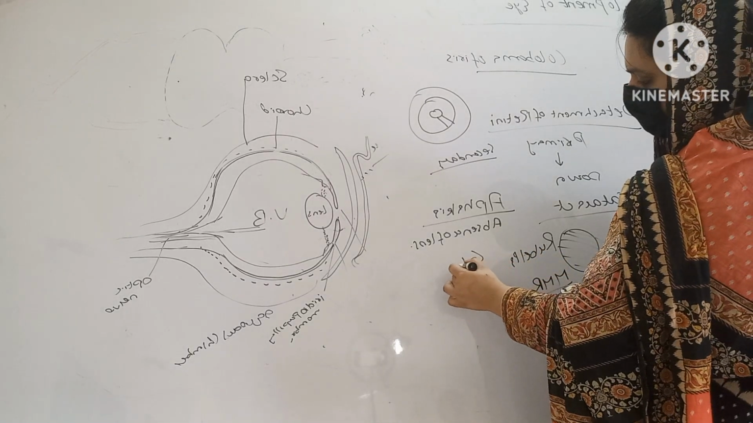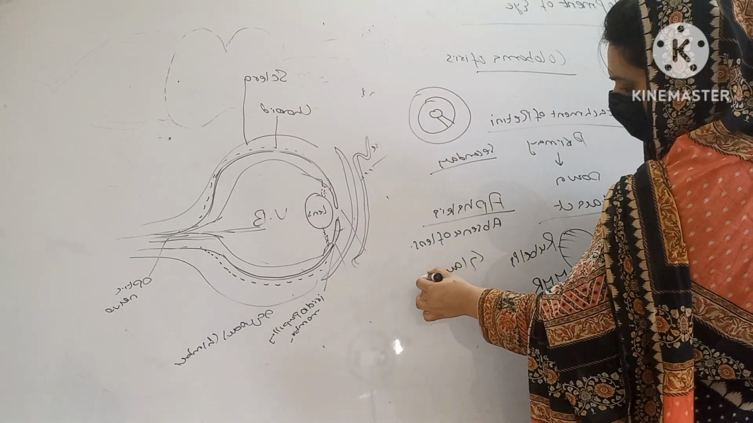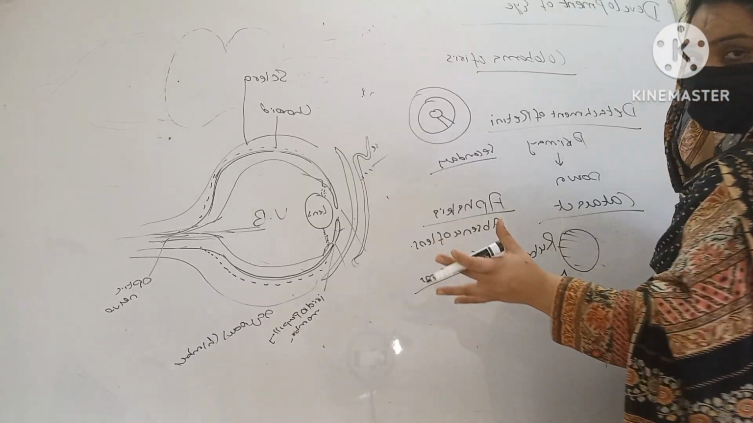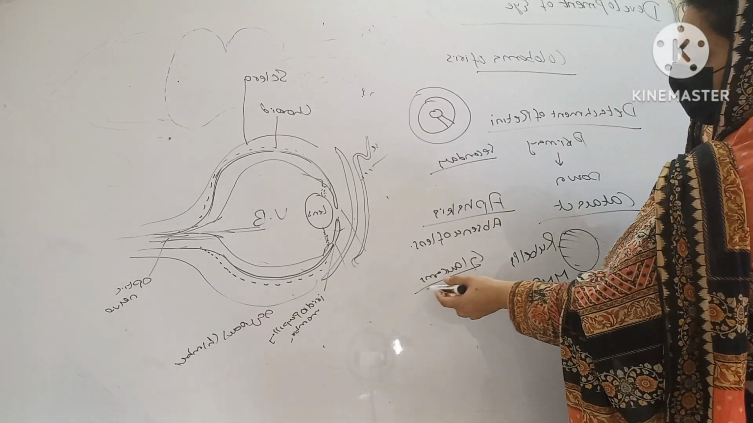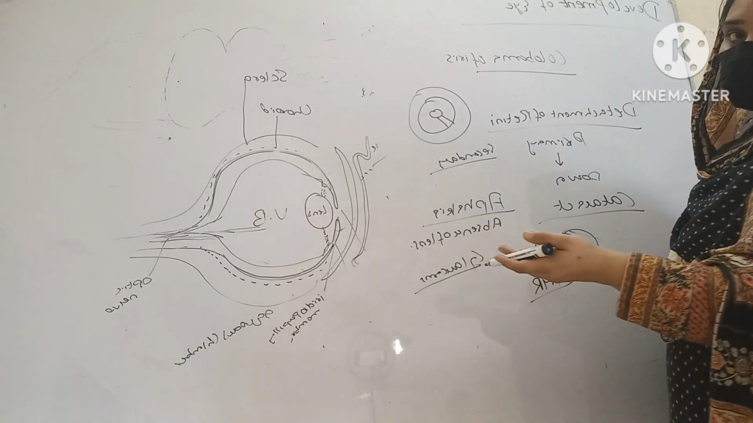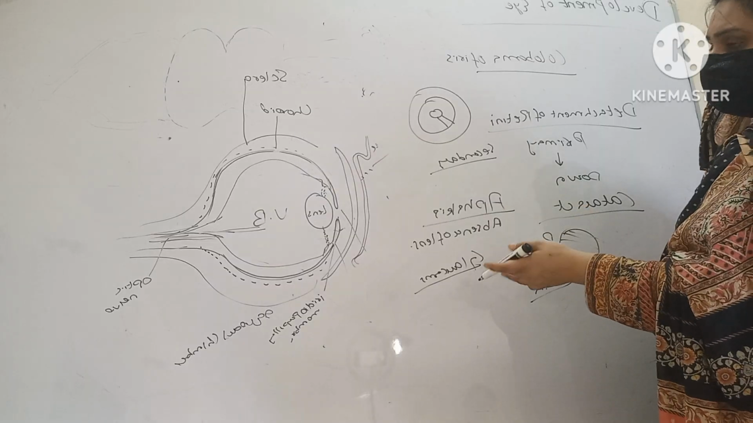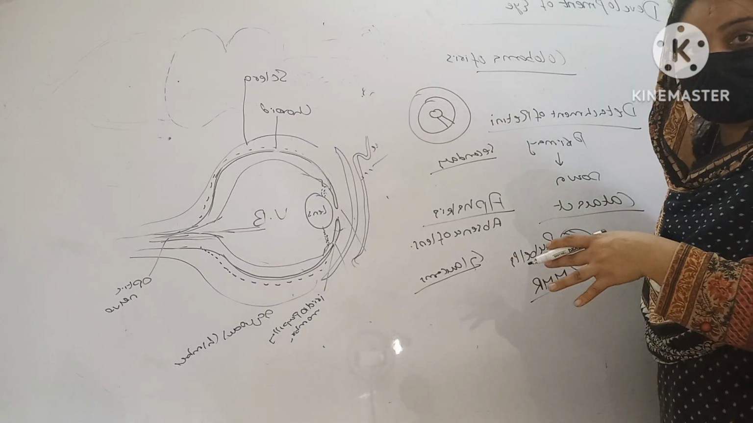The next condition is the glaucoma. If the intraocular pressure in the eye is increased, then the condition develops. This is the glaucoma of the eye, and in this condition there will be blindness of the eye.